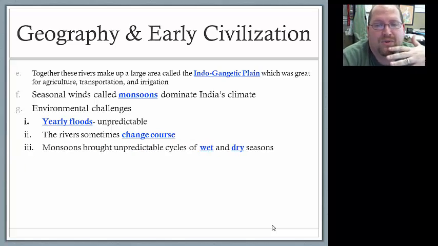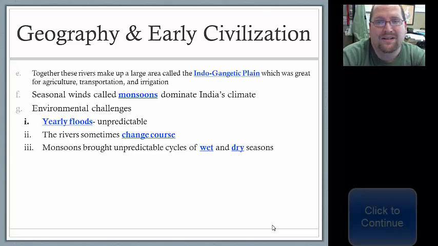Those darn monsoons would be unpredictable. Sometimes they would be wet, torrential downpours. Other times, those winds would create dry seasons that were not typical of the year before. So it was very unpredictable whether it was going to be a wet season or a dry season.